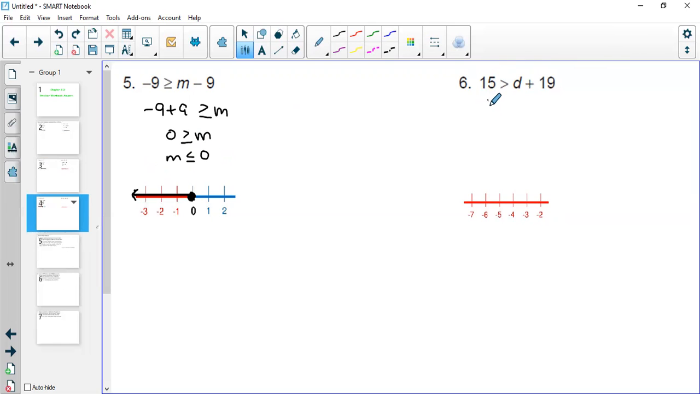Now this is again going to be 15 minus 19 is greater than d, which means it's plus 19, so we need to subtract 19. So this is going to give us negative 4 is greater than d, which means d is going to be less than negative 4, right? Because if negative 4 is greater than d, how can d be negative 3? No, of course not. So d is going to be less than negative 4.